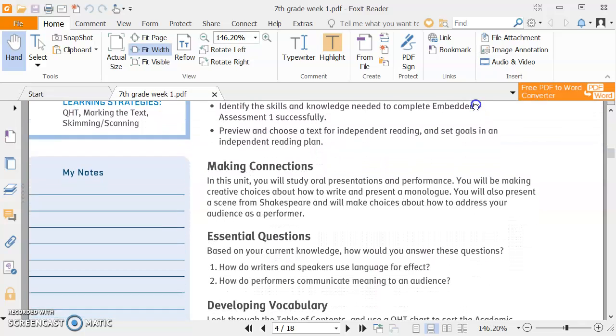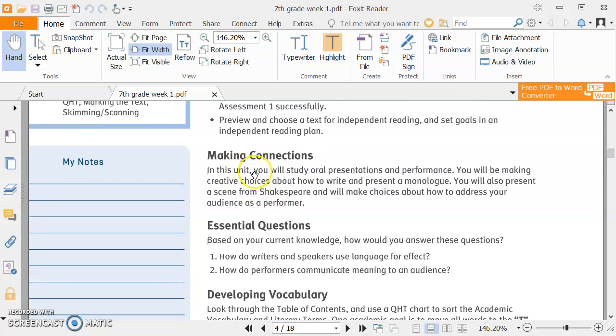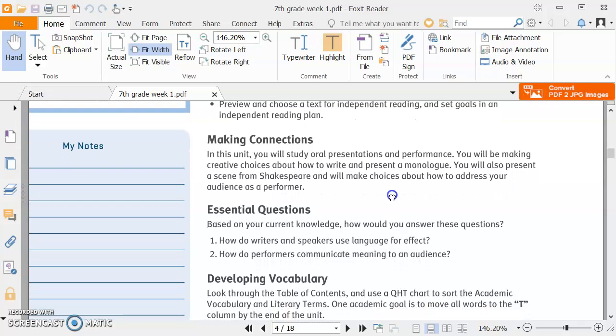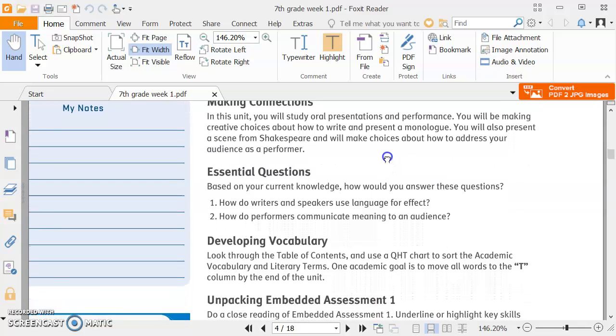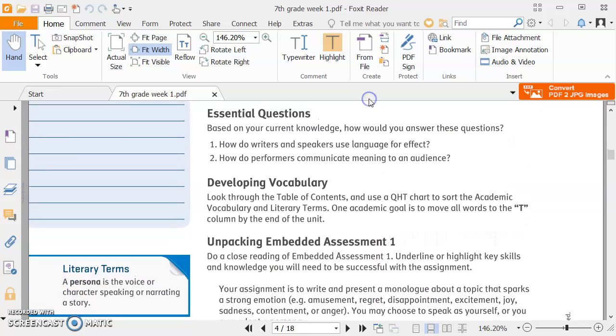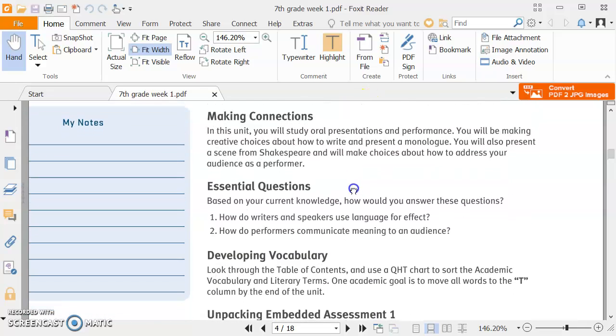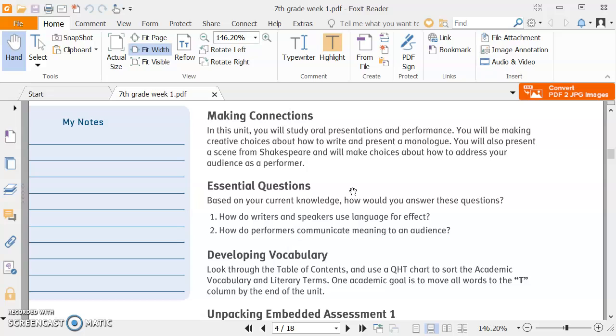So, first, making connections. It says, in this unit, you will study oral presentations and performance. You will be making creative choices about how to write and present a monologue. You will also present a scene from Shakespeare and will make choices about how to address your audience as a performer. So, your essential questions. Number 1 says, how do writers and speakers use language for effect? And number 2 is, how do performers communicate meaning to an audience?